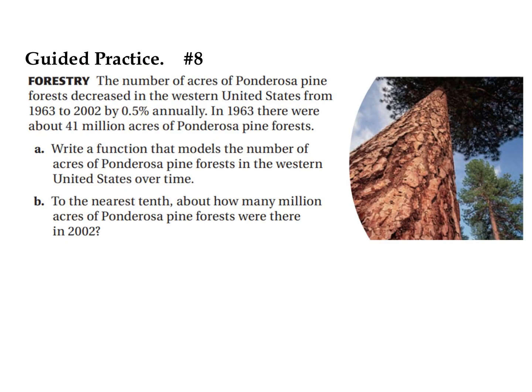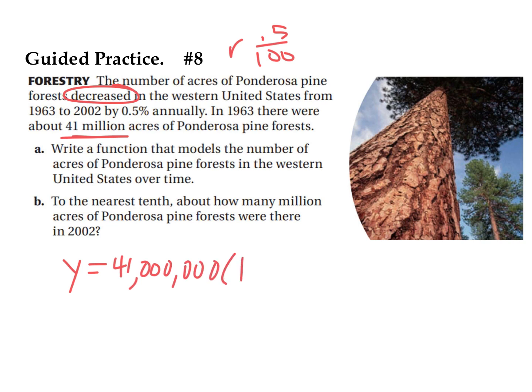In this example, we're seeing ponderosa pine, which are decreasing. Decreasing means we're going to subtract our rate, from 1963 to 2002, by 0.5%. So 0.5 over 100 is going to be our R, and we're going to subtract that. Our starting amount is 41 million acres, so our equation is going to be y equals 41 million times (1 minus 0.005), 0.5 divided by 100, to the 39th power. From 1963 to 2002 is 39 years.